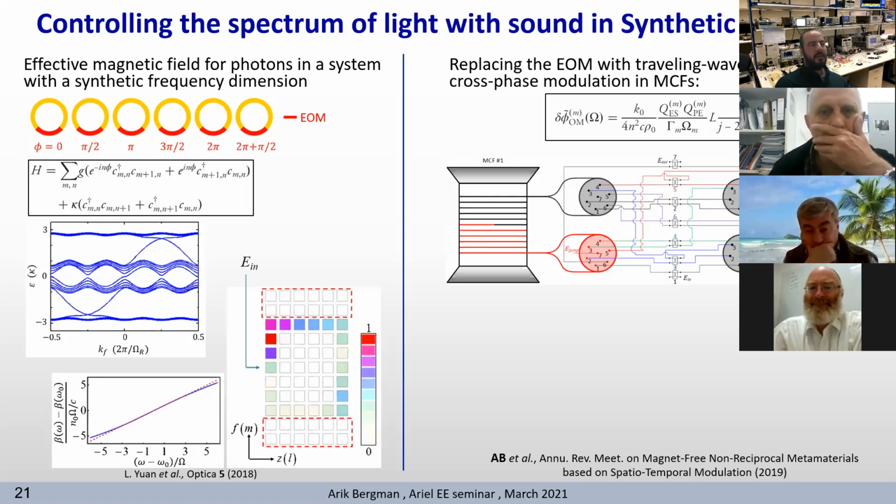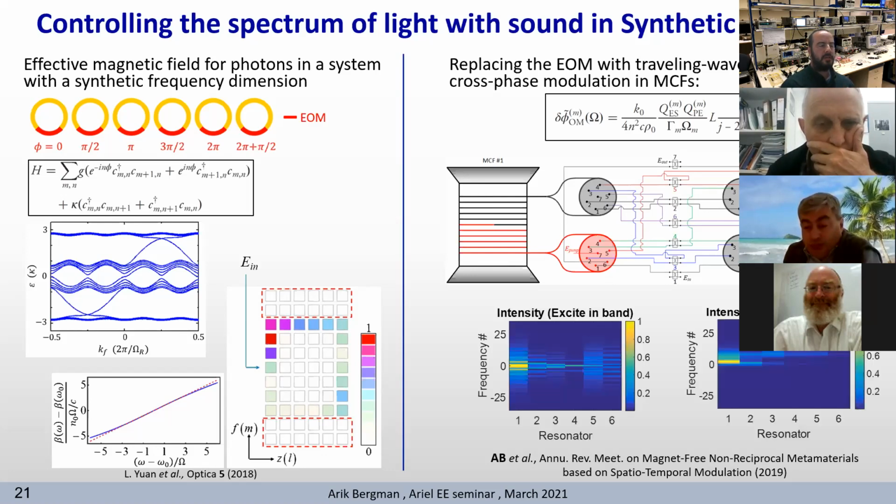We showed that similar system dynamics can be achieved without external electro-optic modulators in an all-optical configuration. We use traveling wave optomechanical cross-phase modulation in multicore fibers. The radial acoustic disturbance originated in the central core and reached all other 6 outer cores, providing the necessary modulation. The interconnect lengths were properly adjusted to account for the phase shifts.